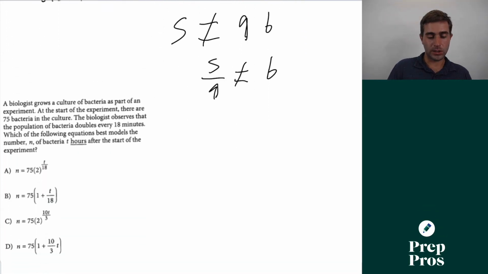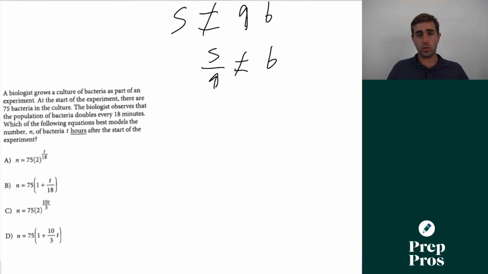Now, the next question type that we're going to see here is what I call an interpreting exponential growth or decay question. These are very, very tricky ones, especially when we get a unit conversion like we will get in this question. A biologist grows a culture of bacteria as part of an experiment. At the start of the experiment, there are 75 bacteria in the culture. The biologist observes that the population of the bacteria doubles every 18 minutes. Which of the following equations best models the number n of bacteria t hours after the start of the experiment?